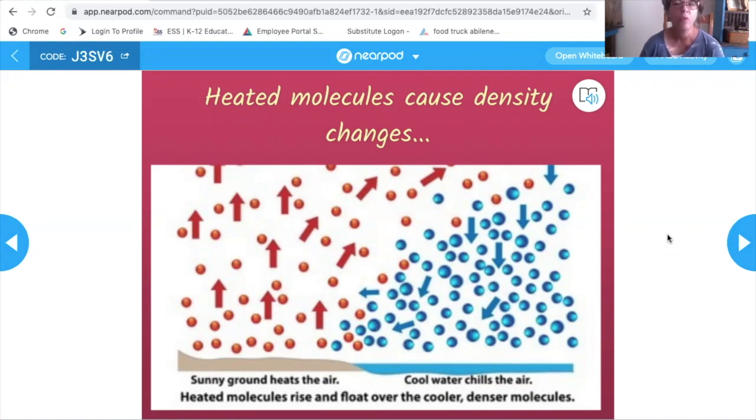As it rises away from the heat source, the molecules are going to cool down, or the air is going to cool down, and the molecules are going to become more dense, and they're going to become heavy enough to sink back down. So you have a cycle or a current that occurs because these will now heat back up, they will rise, these will cool down, they will sink. And so we have what's called a convection current.